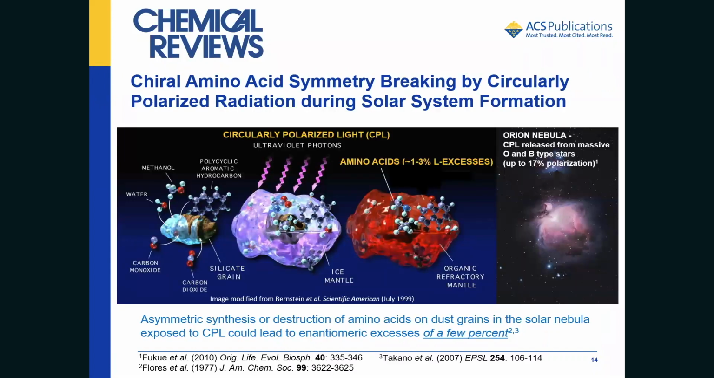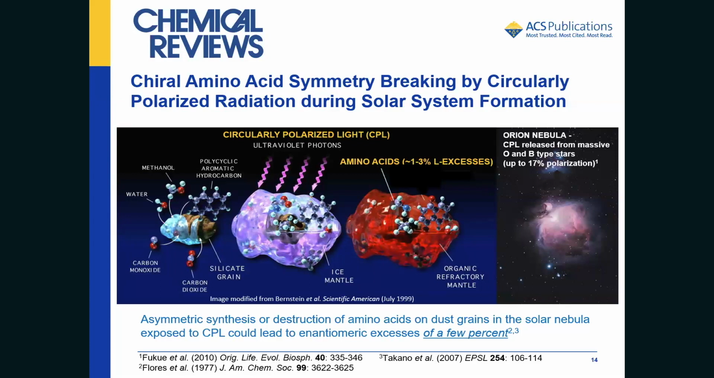So I think the leading hypothesis for what's going on here is that you had circularly polarized radiation exposure in the early solar system. So dust grains with amino acids or their precursors could have been exposed to this circularly polarized light, which could have either preferentially synthesized or destroyed one hand over the other. And it would depend on the polarization of the light itself that these grains were exposed to. And in fact, we see this polarized light in the Orion Nebula, for example, which is released from these massive O and B type stars. And up to 17% polarization can be found, which is pretty significant.